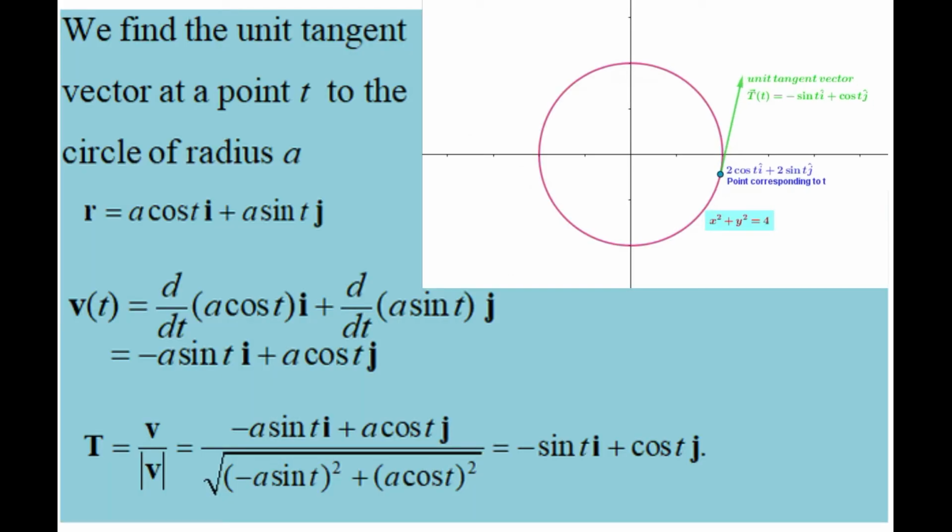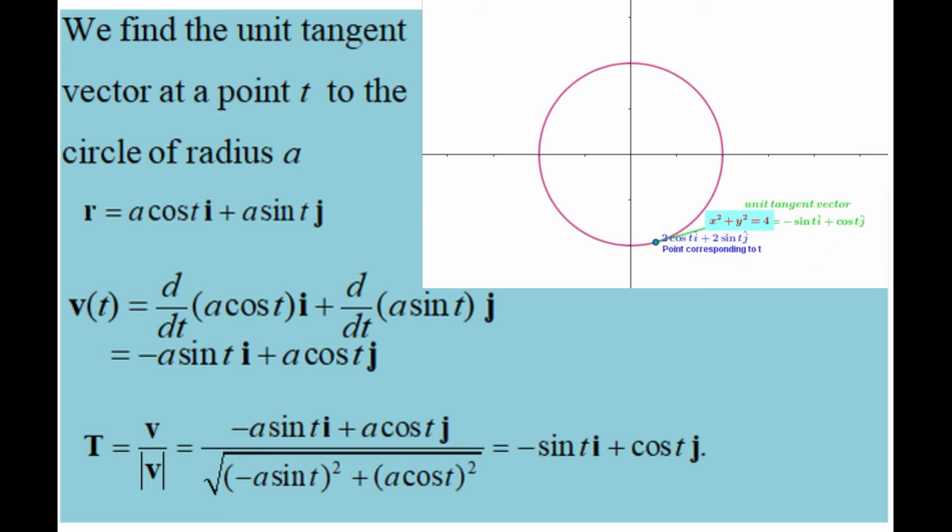What happens when we consider a circle of radius a instead of considering the unit circle? Okay, now consider an example. We find the unit tangent vector at the point t to the circle of radius a having the parameterization r = a cos t i + a sin t j in the same anticlockwise direction. See, here also we consider a parameterization that gives the circle in the counterclockwise direction. Here the radius of the circle is a.